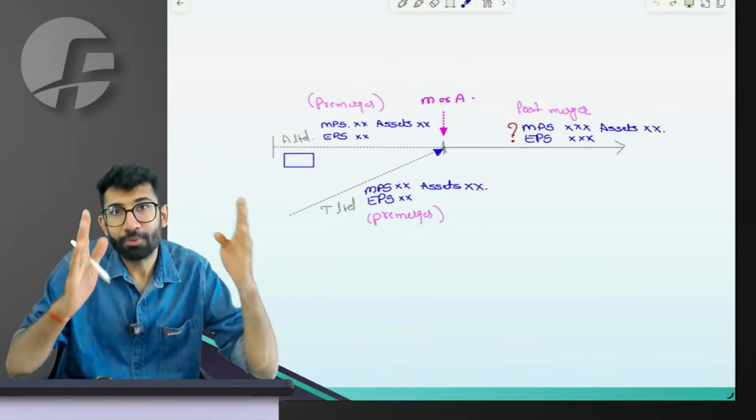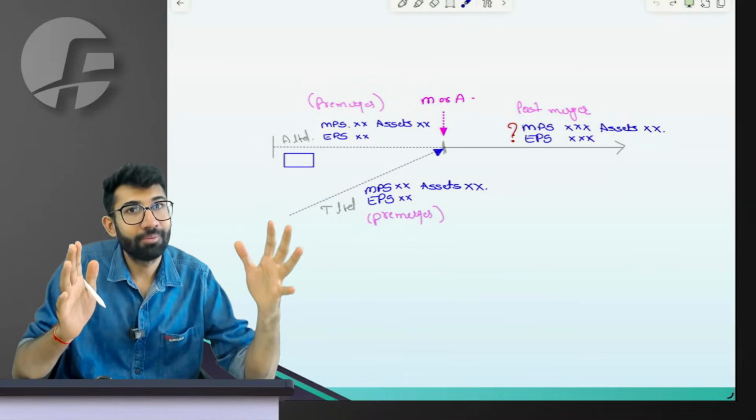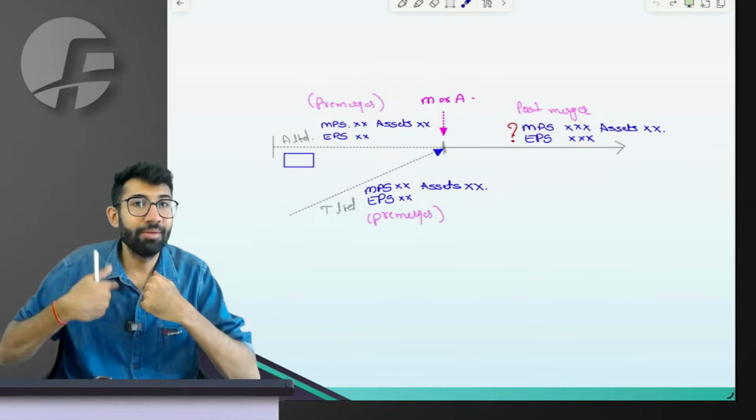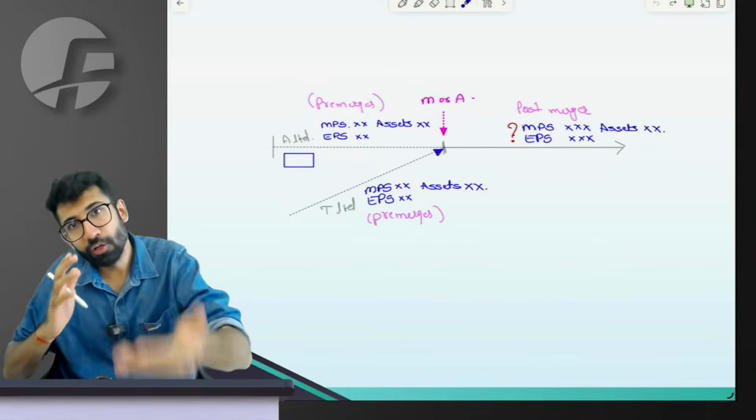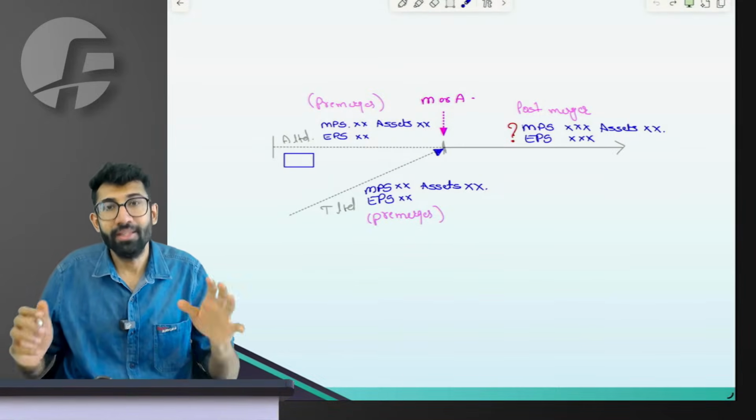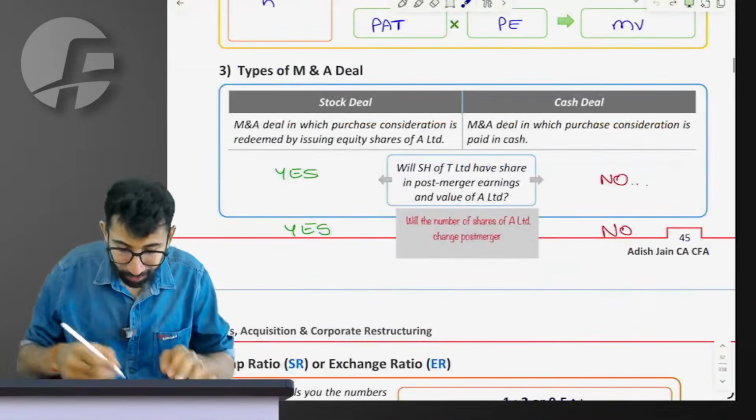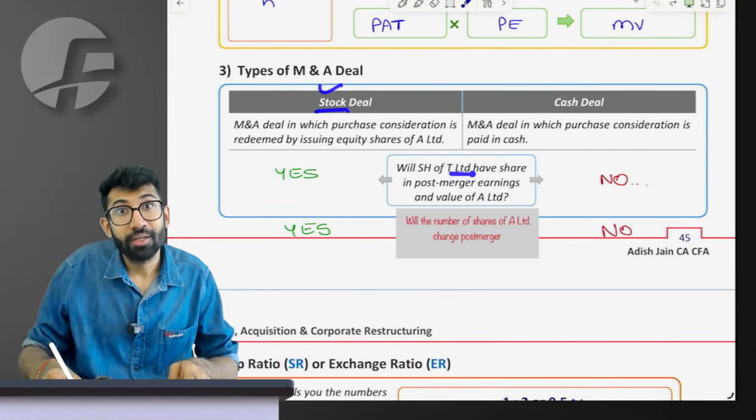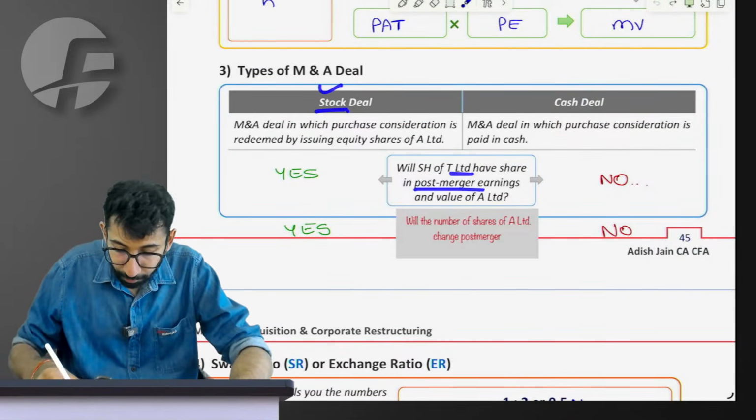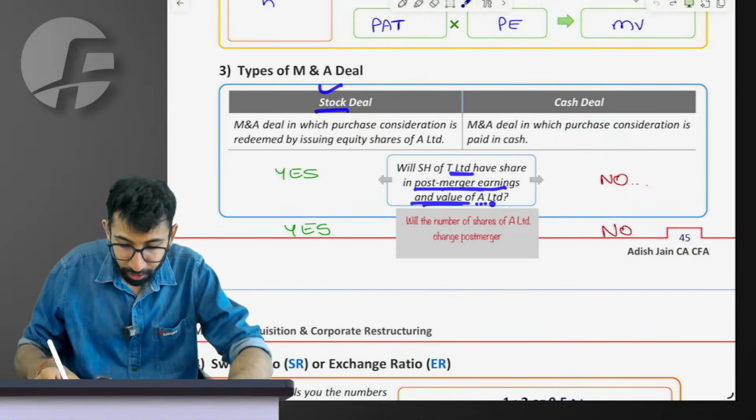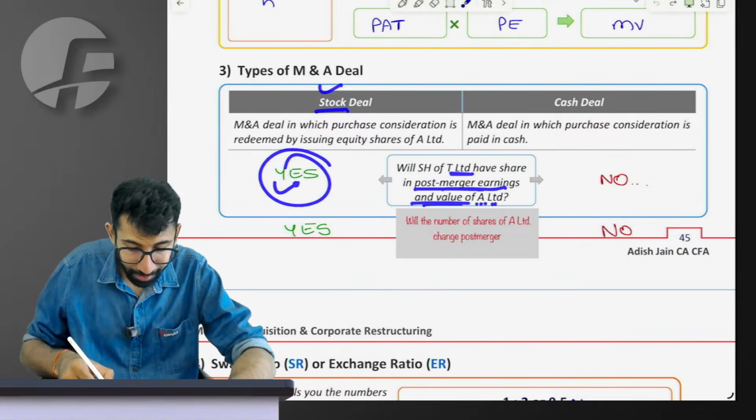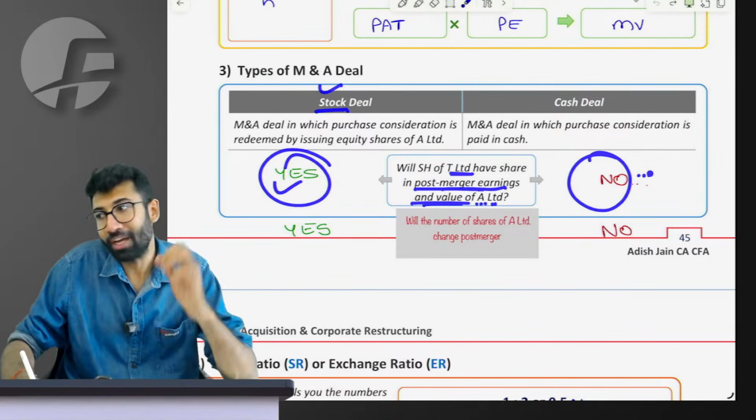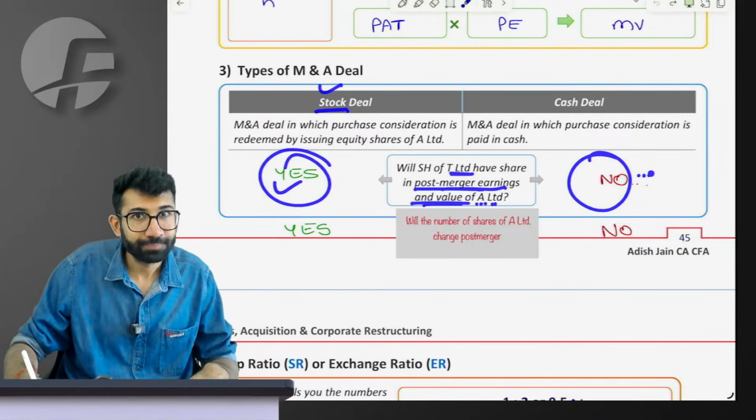Now, whatever the profit, the market value, and the assets of the companies are, as an original shareholder I will have a claim, and you will also have a proportionate claim. That is why we observe that in a stock deal, the shareholder of T Limited has a claim over post-merger earnings and post-merger value of A Limited. They have a claim in case of a stock deal, but in case of a cash deal, they don't have a claim.